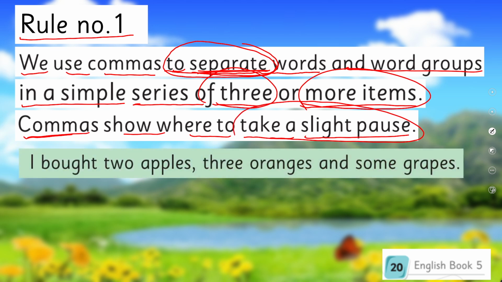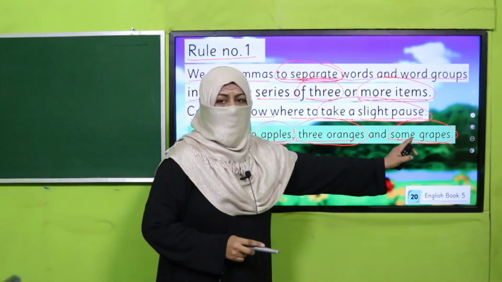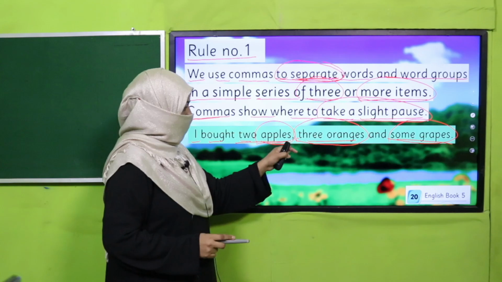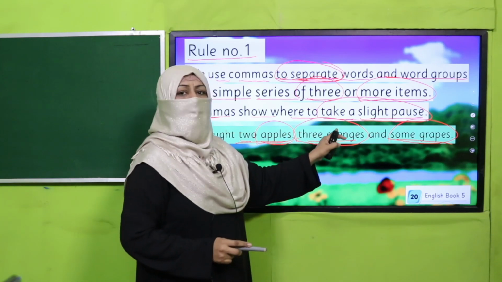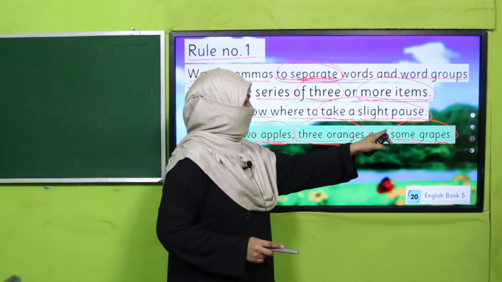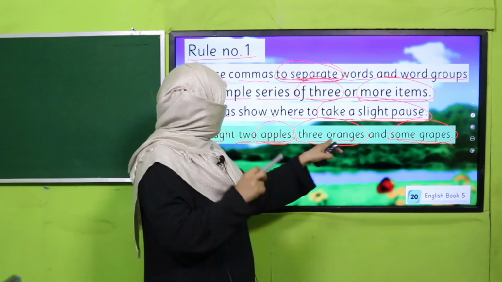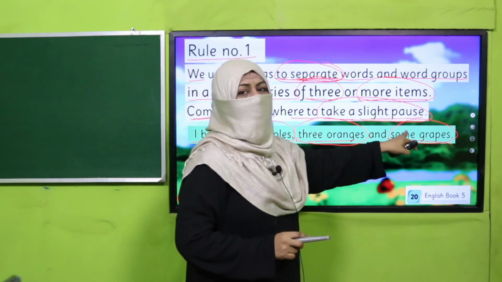For example, I bought 2 apples, 3 oranges, and some grapes. Okay, so we have separated 2 apples, 3 oranges, and some grapes by putting commas. Now you see, this is a list of 3 items. So apples, 3 oranges, and because the last one is there, that's why we have put and over here. Okay, apples, oranges, and grapes.